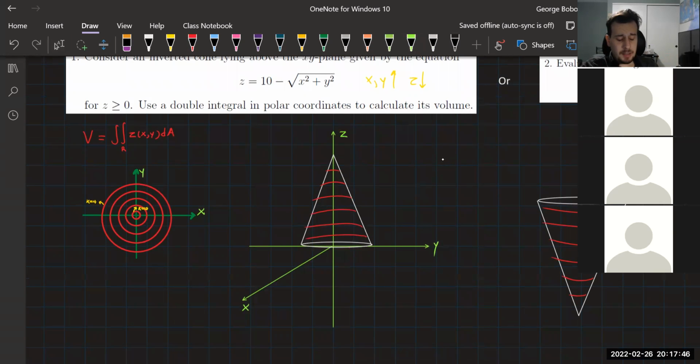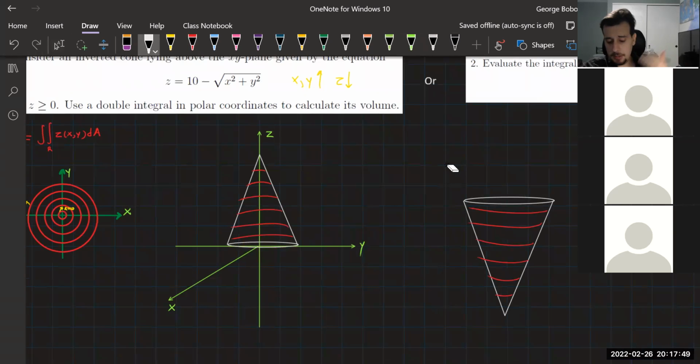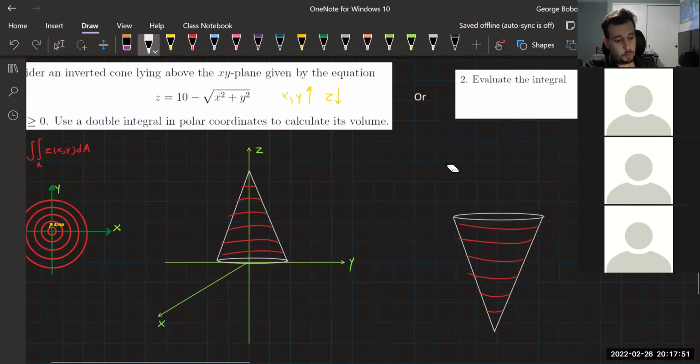Fine. What is the maximum value that Z can be? Grace, what do you think?